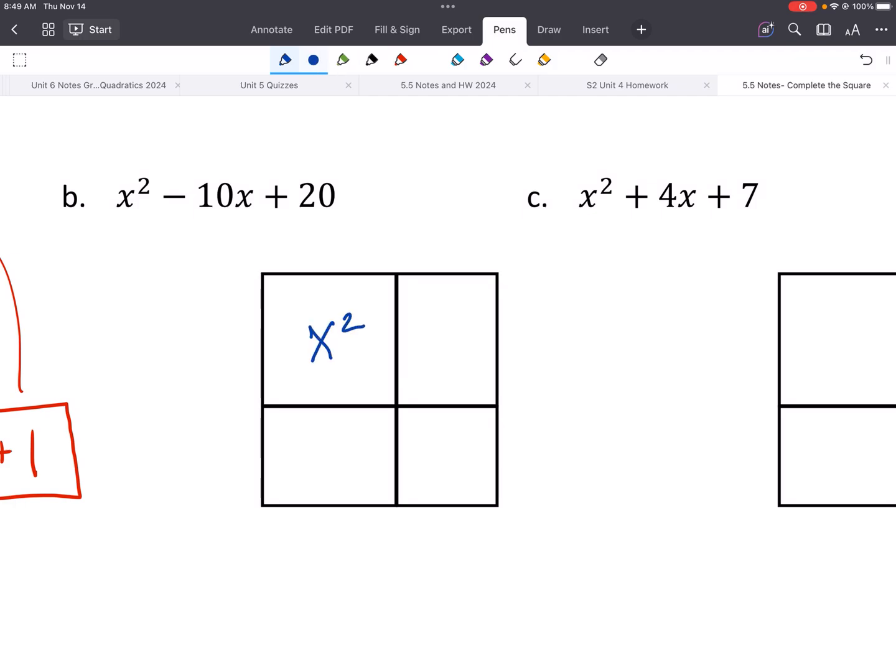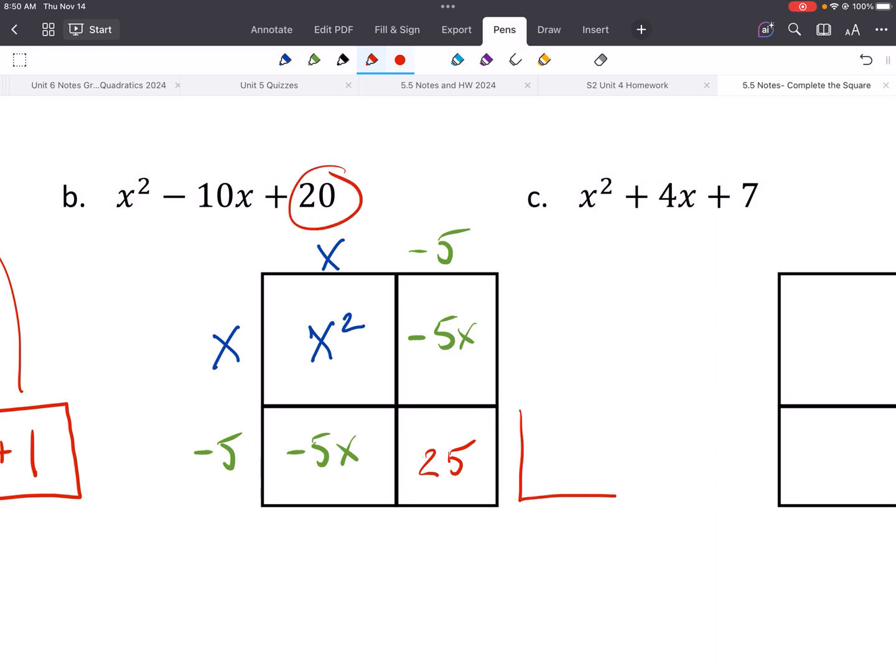So we've got x squared and x. Half of 10 is negative 5. So negative 5 and negative 5, and when you multiply those, we end up getting 25. But we don't have 25, we have 20. So what do we need to do to 25 to give us 20? We would have to subtract 5. So then our final answer here would be (x minus 5) squared minus 5.